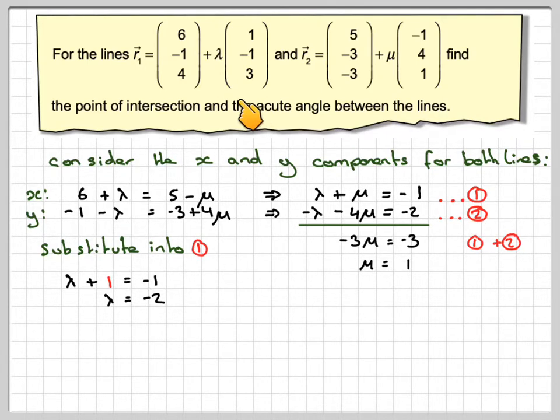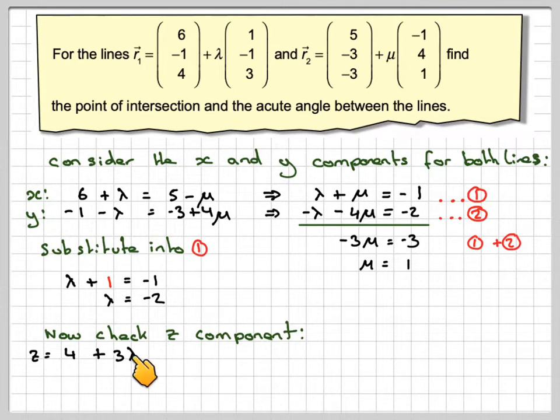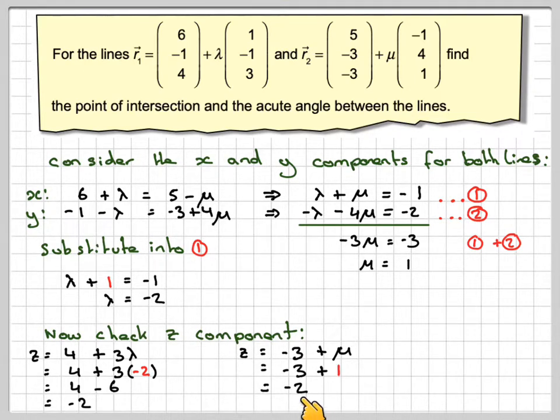But we need to check to see if it works for the z component, because it might work for these two, but it possibly might not work for the last two. So you must do this last bit here, which is to check the z component. So the z component is 4 plus 3 lambda. We'll take our value of lambda, substitute it in here and see what we get. So we get 4 plus 3 times minus 2, that's 4 minus 6, which is minus 2. And then for this one, we've got minus 3 plus mu. We'll put our value of mu in, which is 1. So we get minus 3 plus 1, and we get that z is also equal to minus 2.